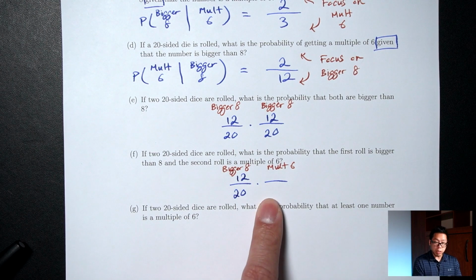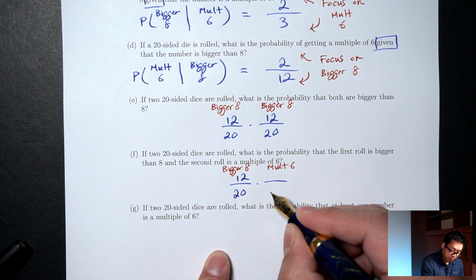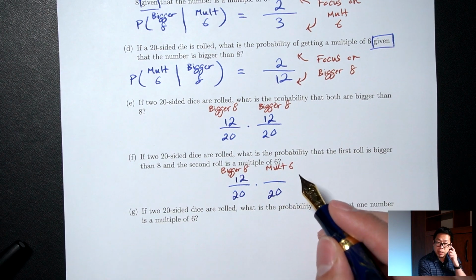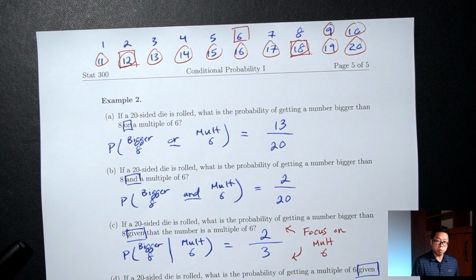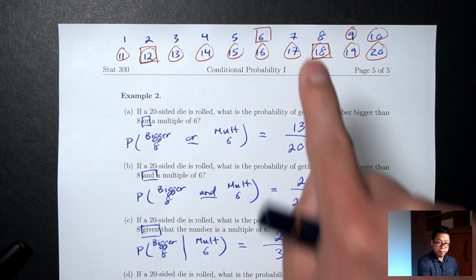Second fraction, because we're talking about dice, we don't have to reduce. The bottom is still going to be 20 again. Up top, how many are multiples of 6? Multiples of 6 are my boxes. 3.